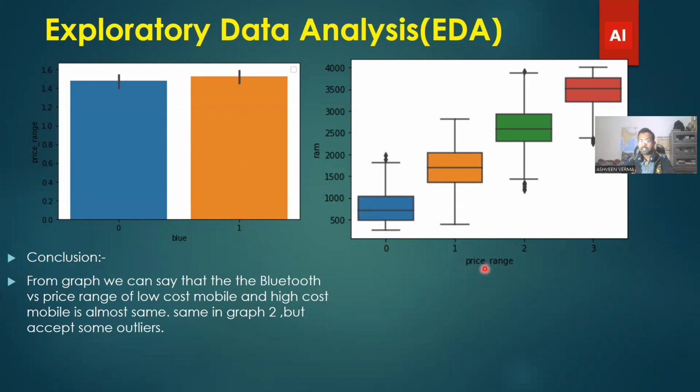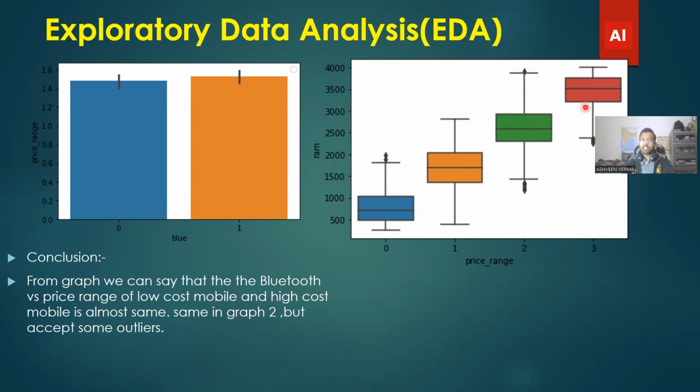So next is the price range with the RAM. Let's talk about the low cost. For low cost, the RAM range is 0 to 1000. The high cost phone is 1500 to 2000, and the second high cost is approximately 2400 to 2900 or 3000.